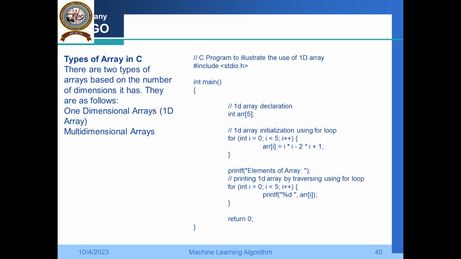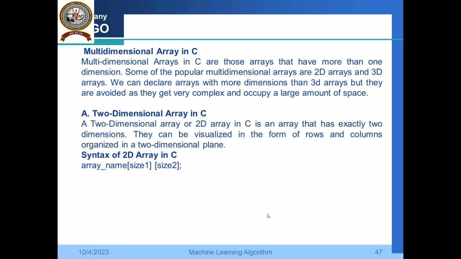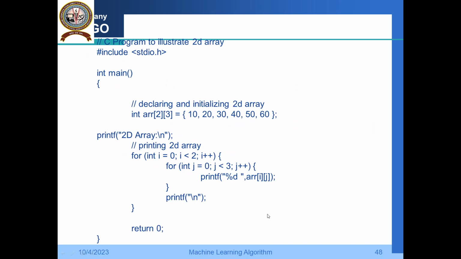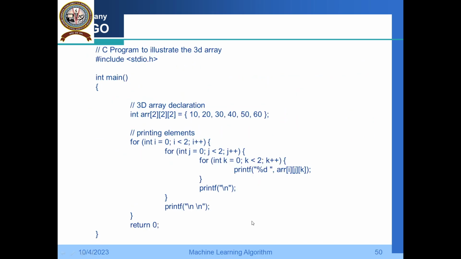So let us declare a one dimension array and see. We declare an integer array of size 5. For i equal to 0 and i less than 5, i plus plus, array of i is equal to i into i minus 2 into i plus 1, other things are there. Now to print the elements of the array, for i equal to 0, i less than 5, i plus plus, print percentage d array. So all the things we can do. Then you can have a multi-dimensional, 2-dimensional array, you can put it here. Then you can go for a 3-dimensional array. All the things we can do.